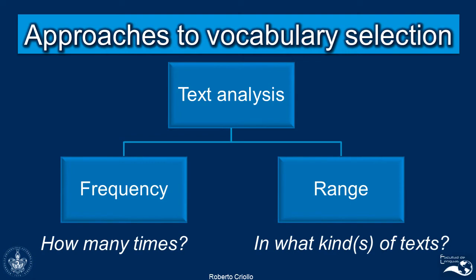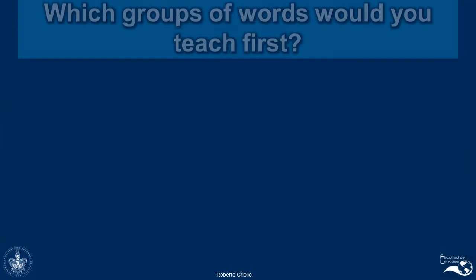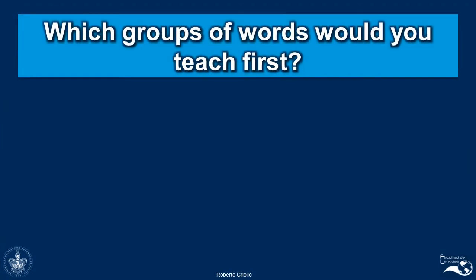And based on that, they would select the words that were most frequent and also the ones that appear in the widest range of texts. There are advantages and disadvantages to this kind of selection, and I'm going to illustrate this with an example.